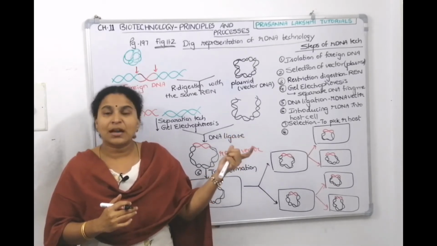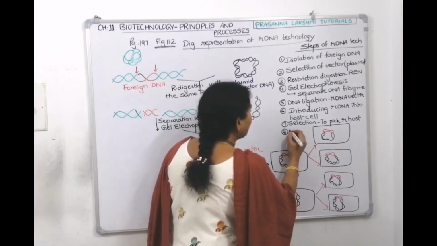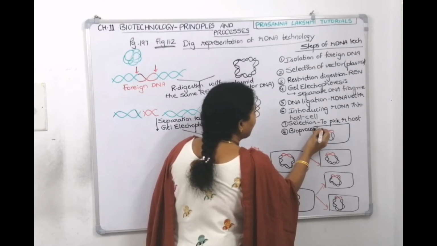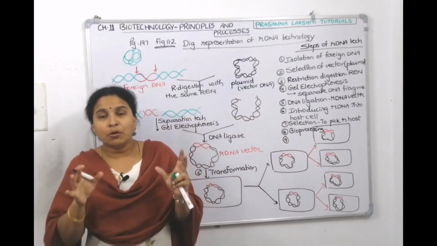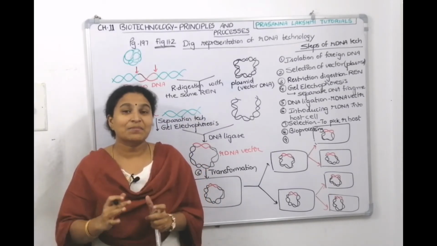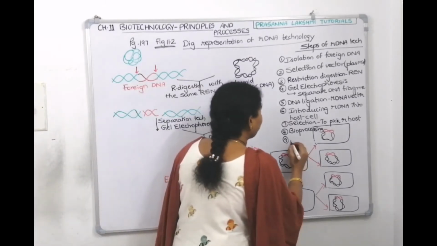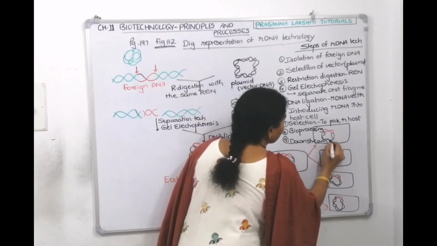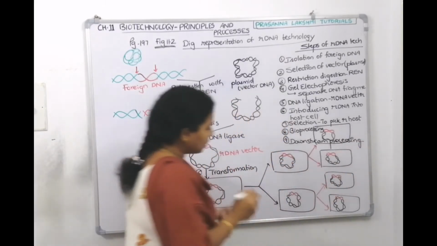So after selection, after picking the host, we need to do bioprocessing. So the 8th step will be bioprocessing. We'll multiply it, and at the end you'll collect everything, purify it, formulate it, pack it, and then sell it. All this comes under downstream processing. So the last step is downstream processing.